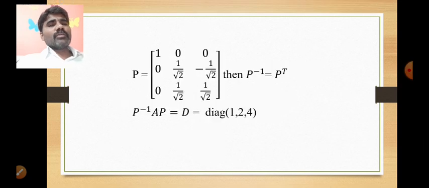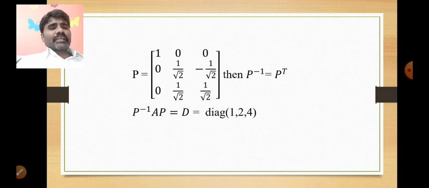Then we will have P equal to [1 0 0; 0 1/√2 1/√2; 0 -1/√2 1/√2]. Now the columns of P are orthonormal vectors. That's why P will become an orthogonal matrix, and P inverse is only P transpose. Then by diagonalization, P transpose AP is equal to D. P transpose AP becomes D, that is diag(1, 2, 4).